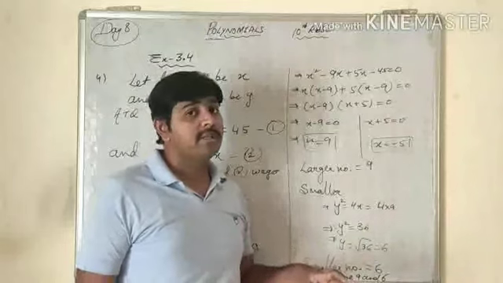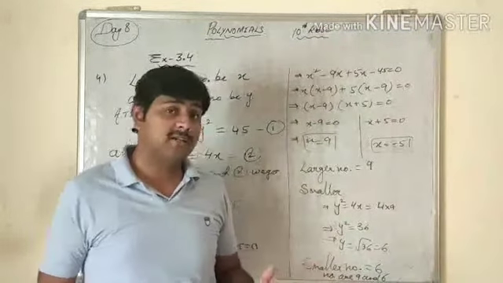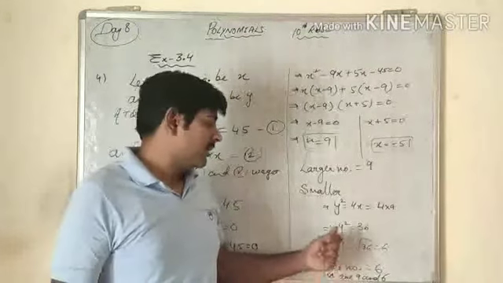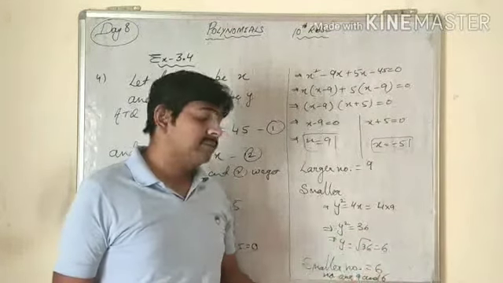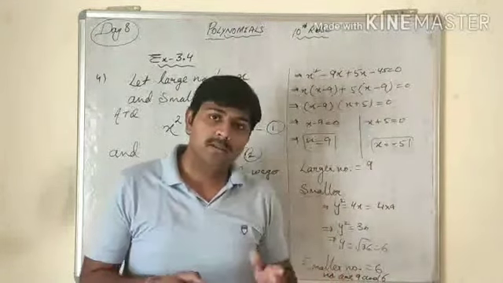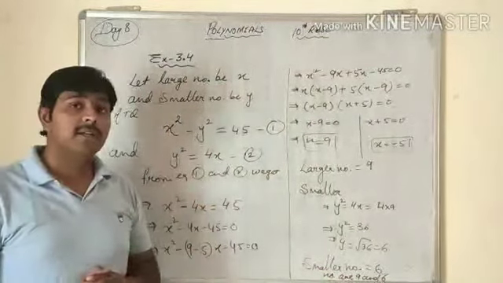The smaller number was given: y square equals 4 times the larger. So 4 times the larger equals 9, 4 nines are 36. So we can take the square root of 36, and we will get 6. So the numbers are 9 and 6. This much is the answer. Thank you. Next question we will take now.